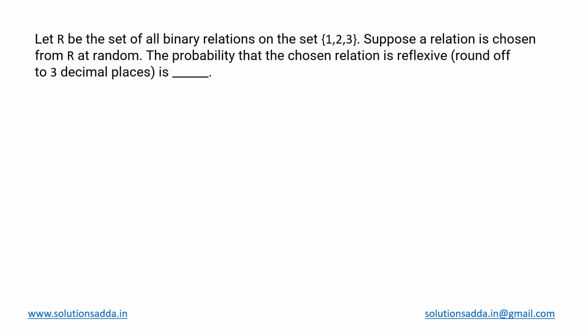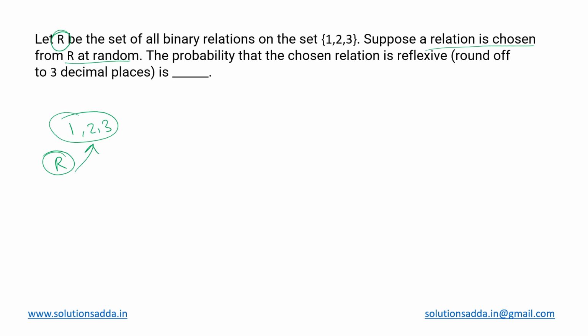This is an engineering mathematics question based upon sets and relations. We are having a relation R that is created on a set having three elements 1, 2 and 3. And it has been given that suppose a relation is chosen from R at random, which means R is the set of all possible relations that can be created out of this set.